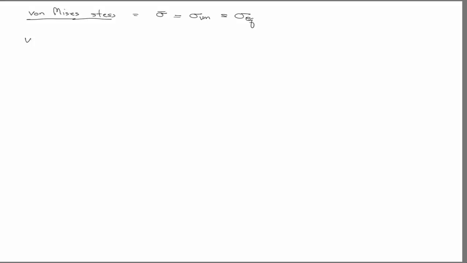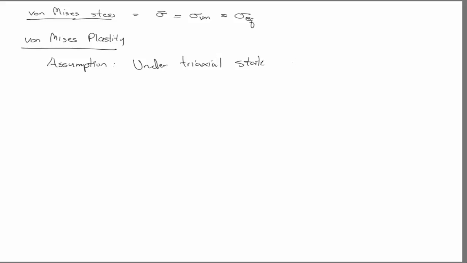And when we talk about von Mises plasticity, which is sort of the most basic form of plasticity, we're making the assumption that under a triaxial stress state, so that would be when you have a full stress tensor, the material is yielding when the equivalent stress is greater than or equal to Y. Okay? And so we can actually answer that question I proposed now, right?